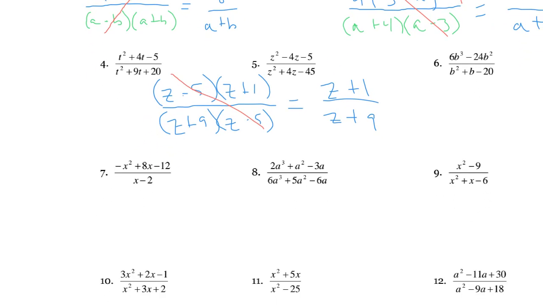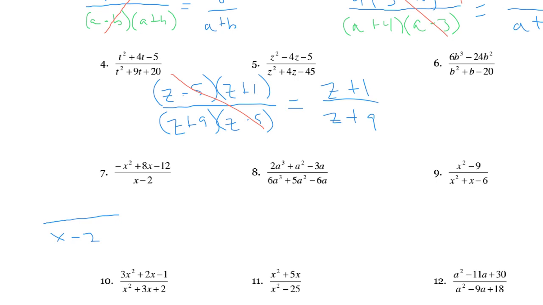On to number 7. Number 7 is the first one where we don't have to factor both the top and the bottom. So it's -x squared plus 8x minus 12 over x minus 2. X minus 2 cannot be factored. So let's just leave it for now as x minus 2 on the bottom. Therefore, on the top, I'm really hoping I can get an x minus 2.